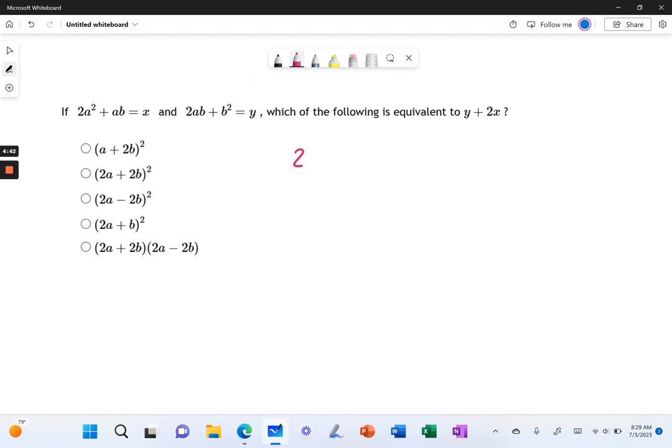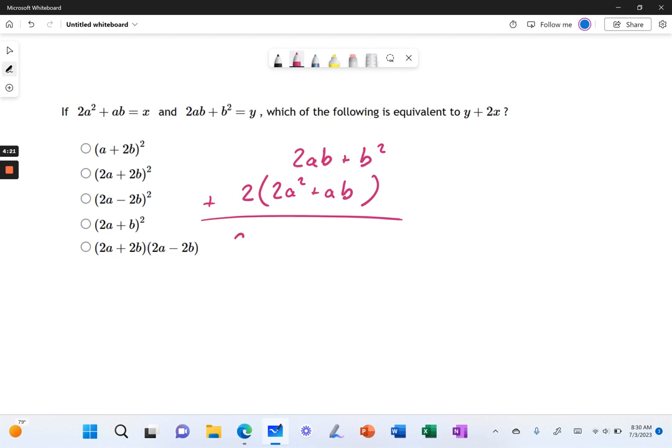I'm going to write down y. That's 2ab plus b squared. That's y. And I'm going to say 2x. Well, what is that? That's 2 times this x bit. That's 2 times 2a squared plus ab. Okay, and I'm going to add these things up. So you can think of it like elementary school addition if you want.